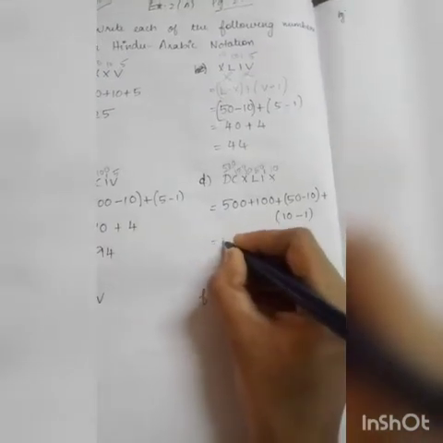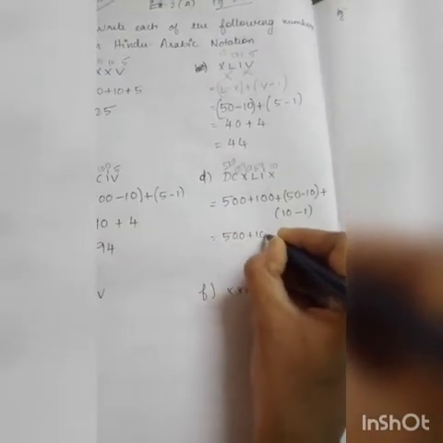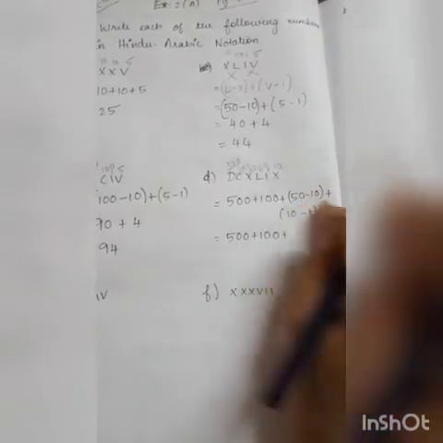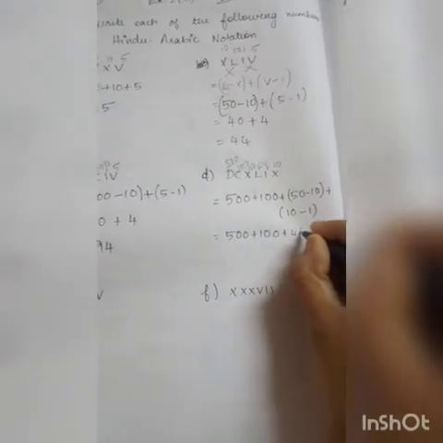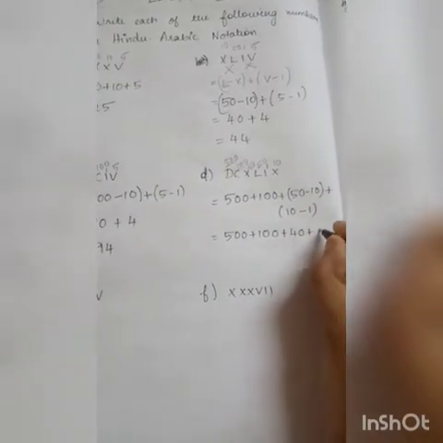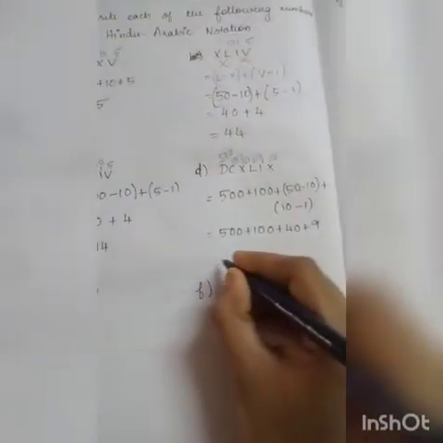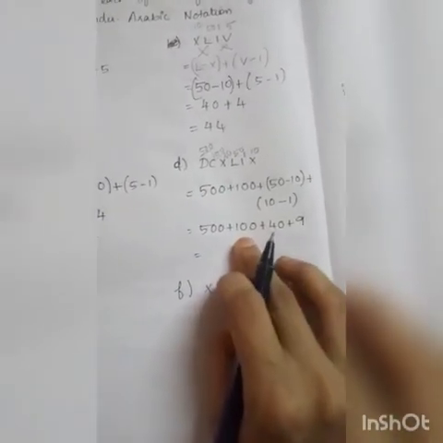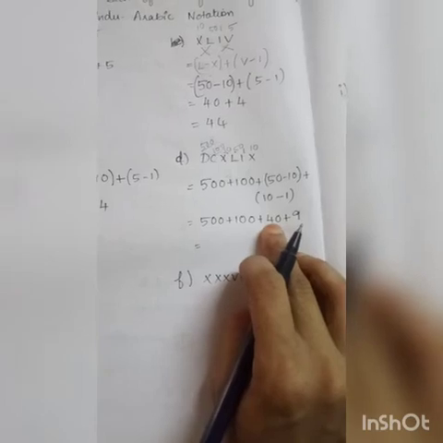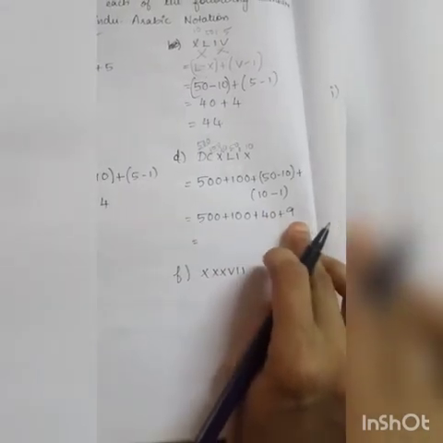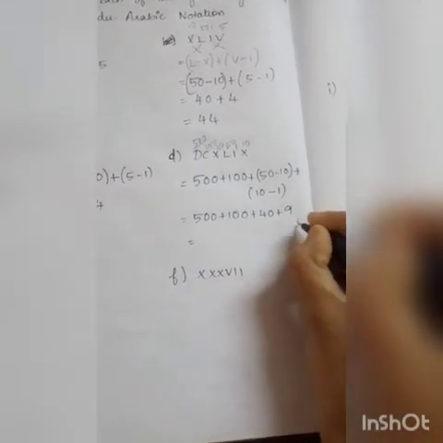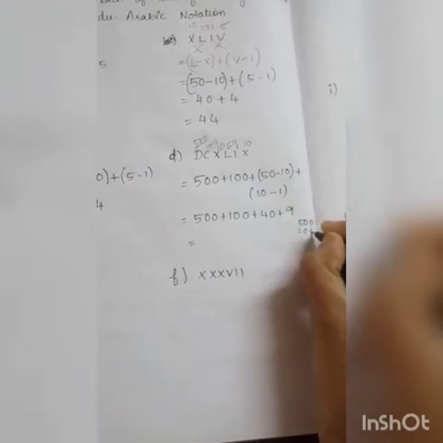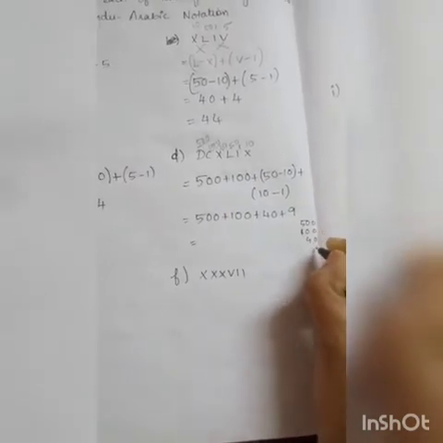Now 500 plus 100, because first you should do the operation inside the bracket. 50 minus 10 is 40. 10 minus 1 is 9. Now shall we add it? 500 plus 100? 600. 600 plus 40? 640. 640 plus 9? 649. You can add and see. 500, 100, 49.